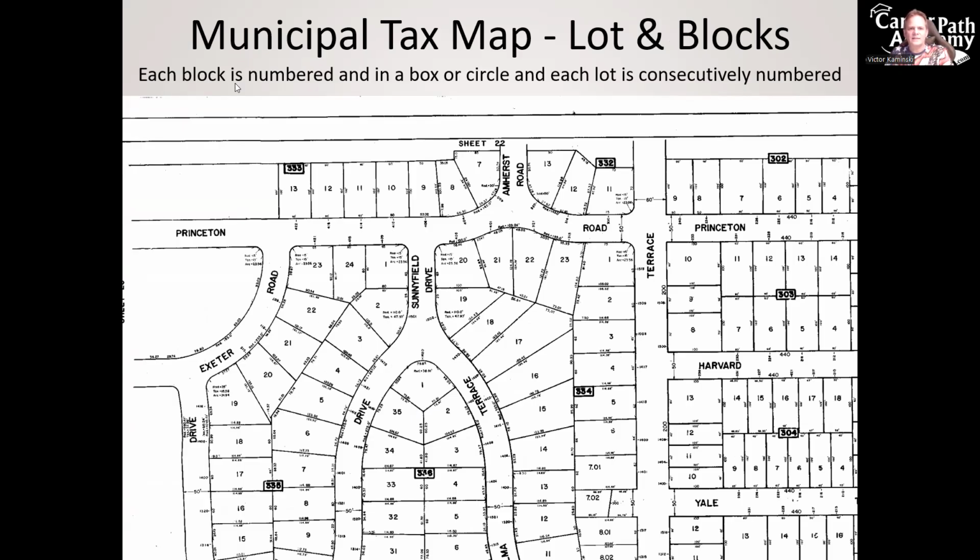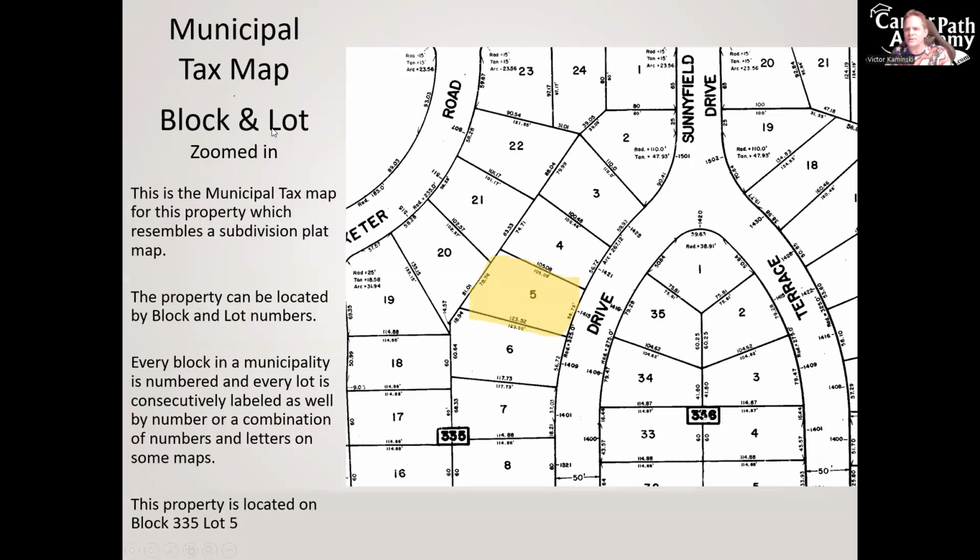So this is a municipal tax map. It expresses the lot and block numbers. You can see every city block has a block number. It's usually in a bold circle or rectangle here. You can see them all over. So every block is numbered in the city, and each block has consecutively numbered lots, the smaller properties on them. These are known as tax maps.